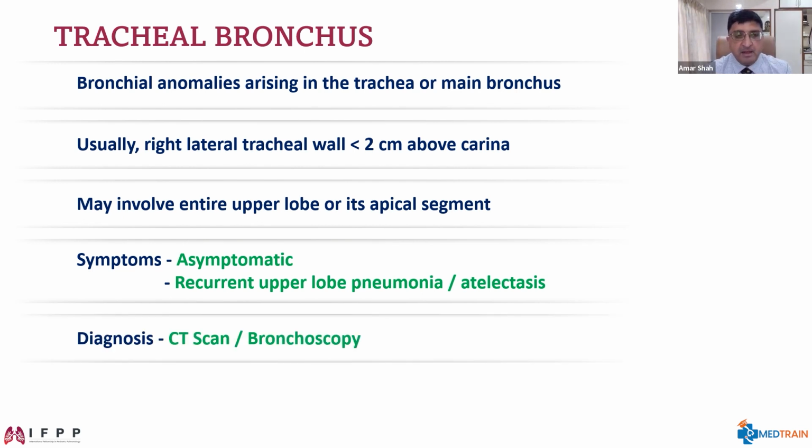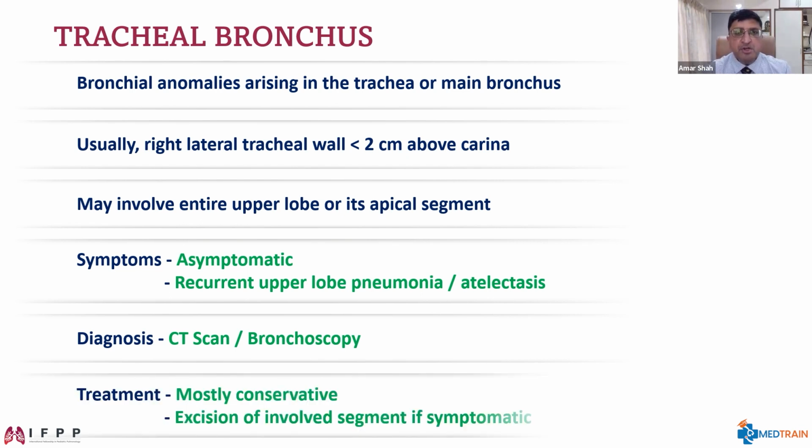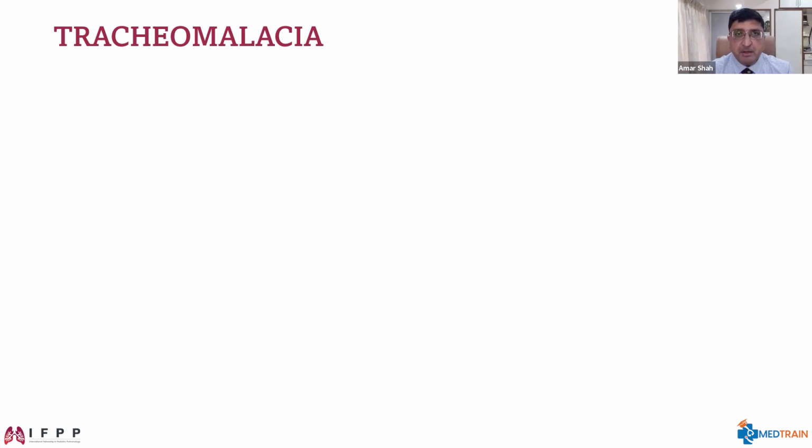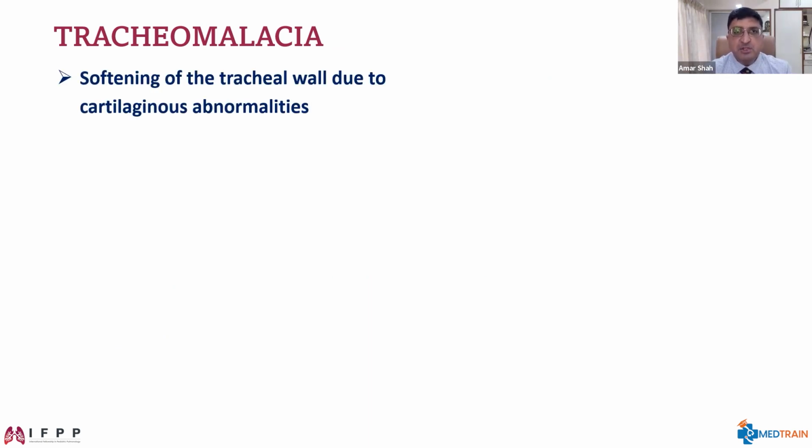Diagnosis again is by CT scan or a bronchoscopy. Treatment is mostly conservative, and excision of the involved segment may be required if it produces symptoms. Next is tracheomalacia. Tracheomalacia is softening of the tracheal wall due to cartilaginous abnormalities.